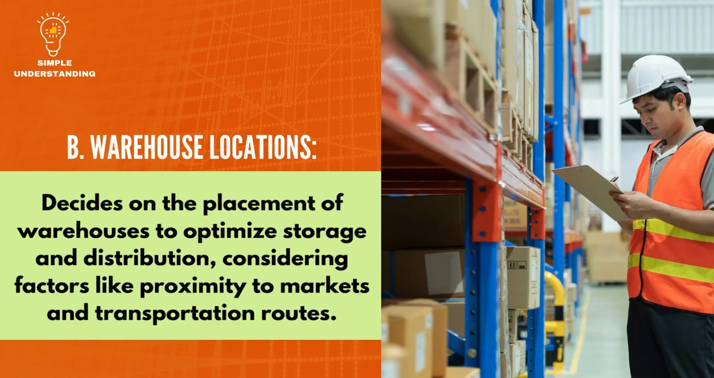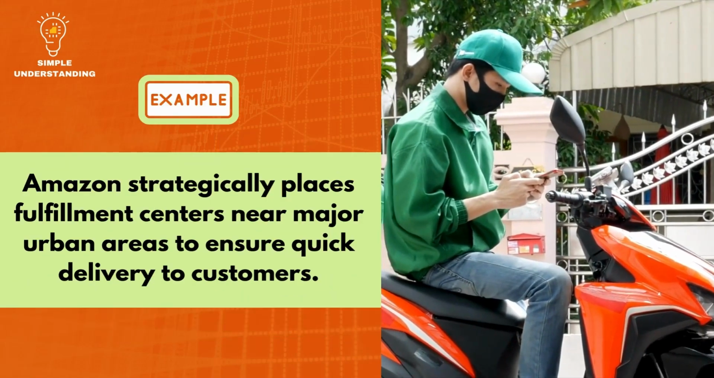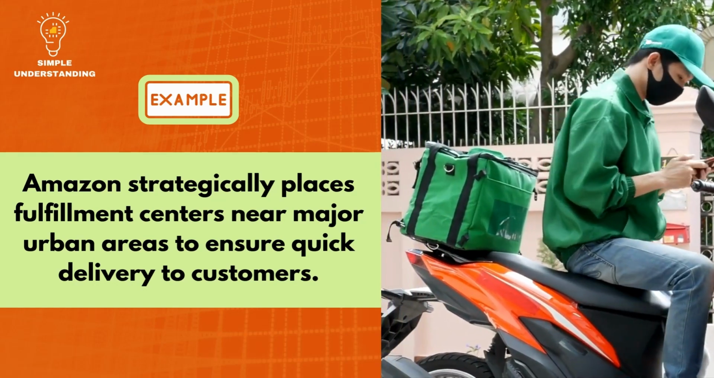B. Warehouse locations. Decides on the placement of warehouses to optimize storage and distribution, considering factors like proximity to markets and transportation routes. Example: Amazon strategically places fulfillment centers near major urban areas to ensure quick delivery to customers.